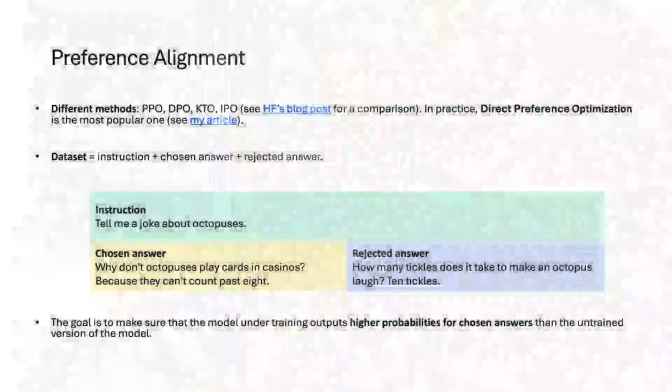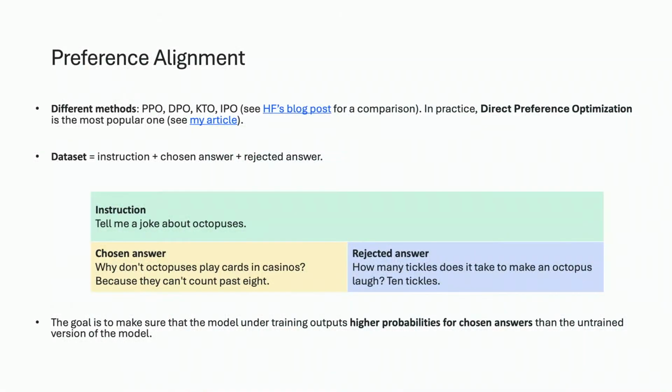Then you have the preference alignment. I'm just going to mention it here. There are a lot of different methods: PPO, DPO, KTO, IPO. In practice, direct preference optimization is probably the most popular one. Here you see that you have a different format with an instruction, and you have a chosen answer and a rejected answer. So the idea is that you're going to show a positive example and a negative example to the model. And with DPO, the goal is to make sure that the model that you're currently training outputs higher probabilities for the chosen answers than the untrained version of the same model.